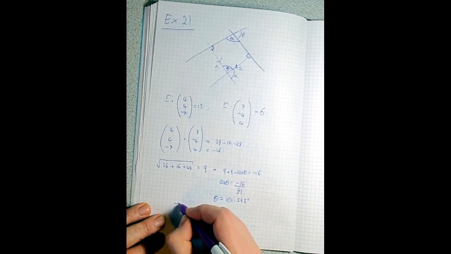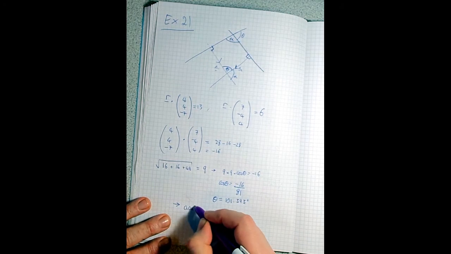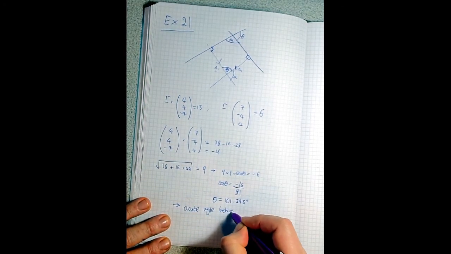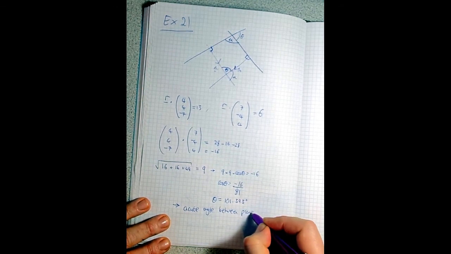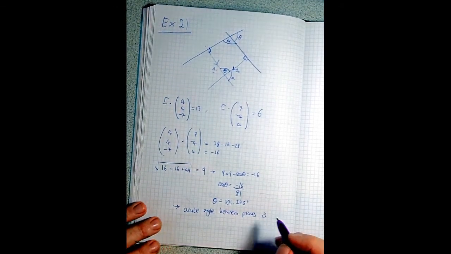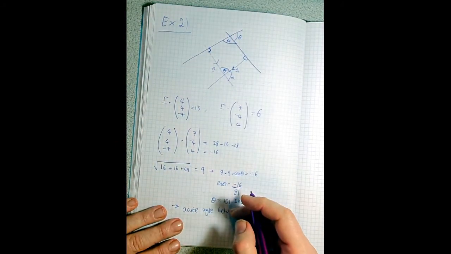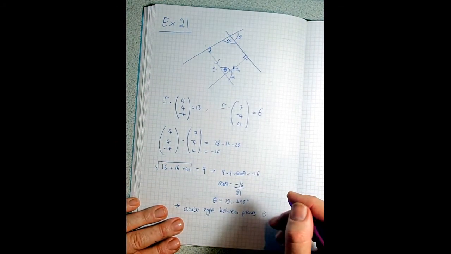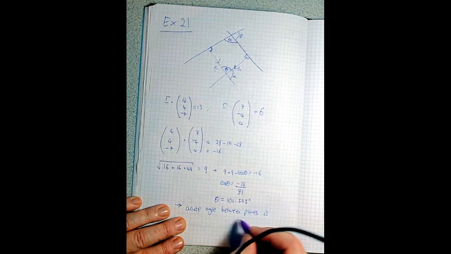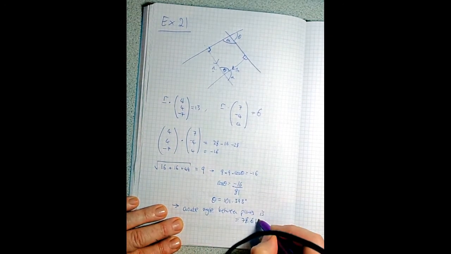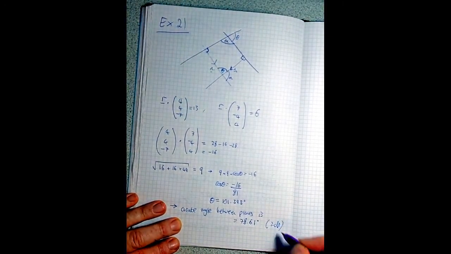Theta is, here we go, 101.393. Again, the question is asked for the acute angle, so the acute angle between planes is, take that away from 180, 78.61 to 2 dp.